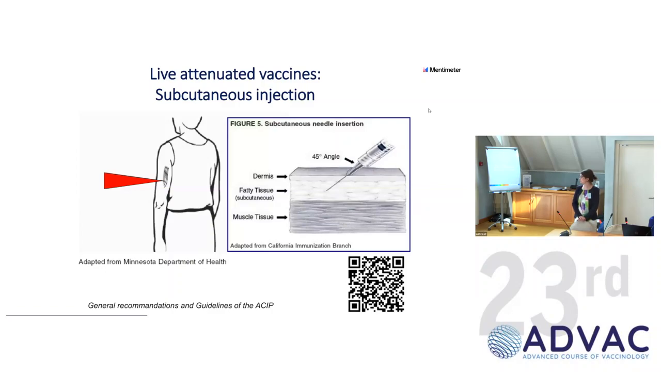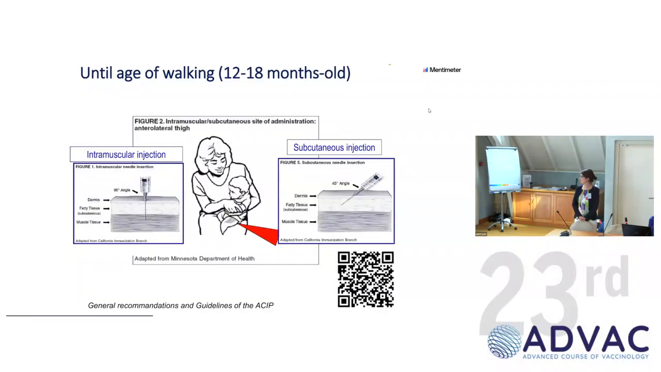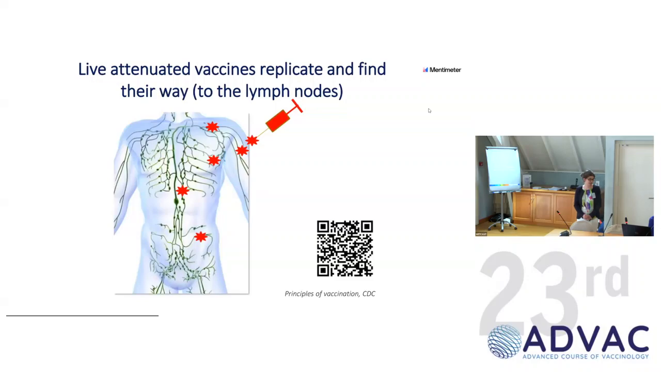And then if we continue, here again, just to show you the child who cannot walk yet, where you can inject it. But live vaccines, they find their way. And in subcutaneous tissue, there are very few antigen-presenting cells. So in the muscle, there are more cells that can take up the antigen and bring it to the lymph node. But on the other hand, never give inactivated vaccines with alum subcutaneously. This is absolutely not the right answer, because it can cause granuloma and some really bad reactions. So this was the answer.